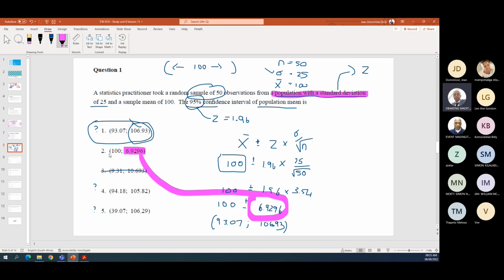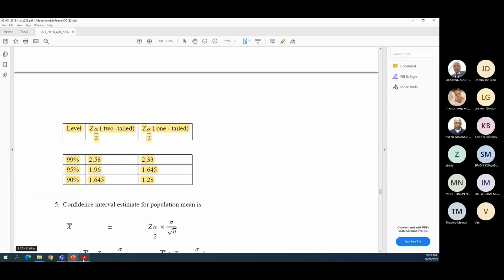Oh, my apology. Can you please go back to that table where you did select your Z? This one. Yes. For 95%, why did you select 1.96 and not 1.645?